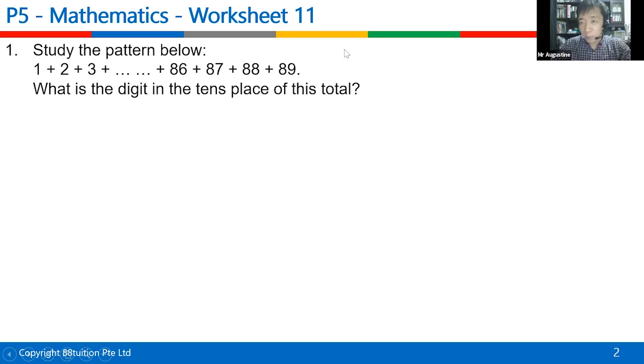How many of you are very familiar with such patterns? So how do we add this? We're starting from 1 plus 2 plus 3, all the way up to 88 and then 89. What is the digit in the tens place of this total? So what do we need to do? I see Dan's answer already. Just a very nice, simple digit. How about the rest? The question is asking for the digit in the tens place, not the total. We can find the total if we want to as well, but what do we need to find here?